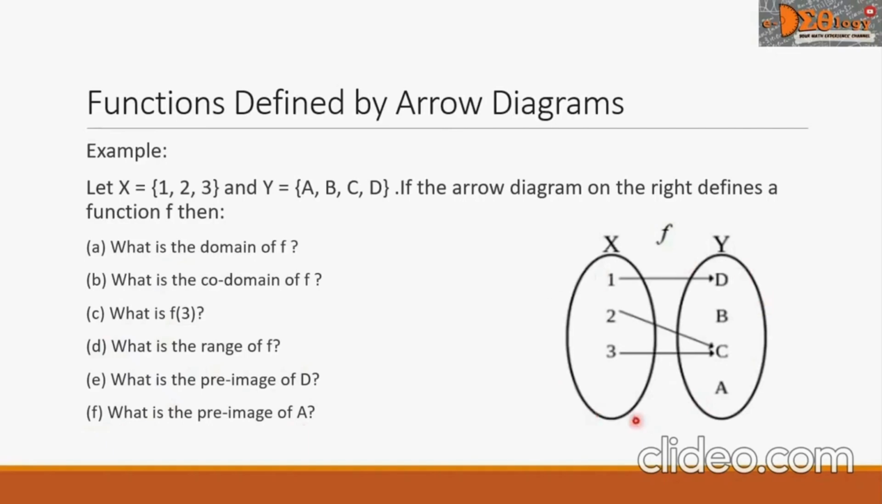Looking at our figure here, let us answer letter A. What is the domain of f? The answer is, the domain is X equals {1, 2, 3}. Let's have letter B. What is the codomain of f? The codomain is the set Y, the second set, whose elements are A, B, C, and D.